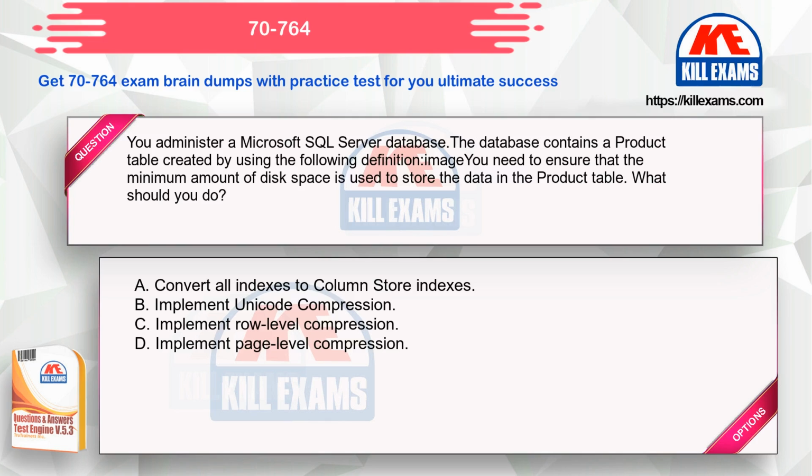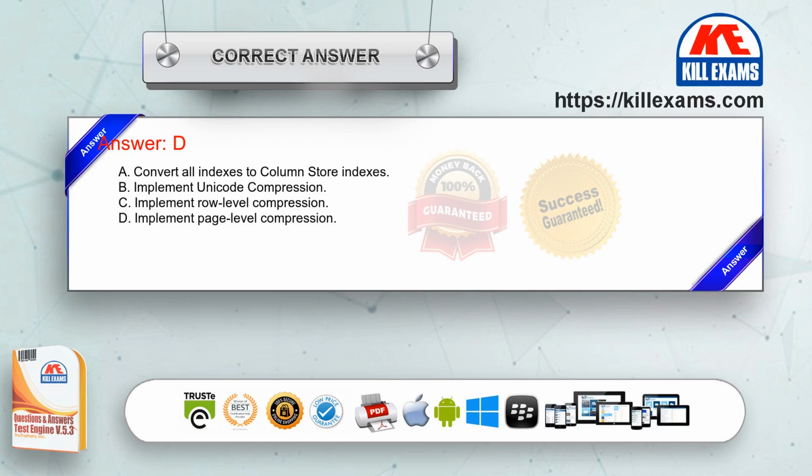Option B. Implement Unicode compression. Option C. Implement row-level compression. Option D. Implement page-level compression. The correct answer is option D.